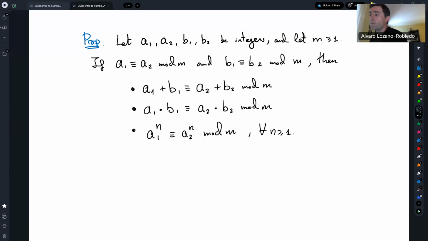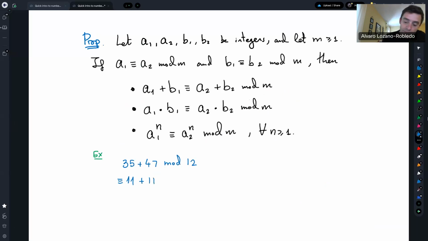So that is very important in the applications, and that's why many cryptographic systems are based on congruences, because I can do many operations very quickly and very efficiently with congruences. So for example, suppose I want to compute 35 plus 47 modulo 12. Then instead of adding those two big numbers that have 2 digits, what I can do is reduce those modulo 12. I had already computed on the previous page that 35 is 11, and 47 is also 11. So that is 11 plus 11.